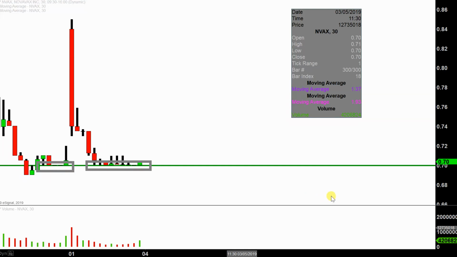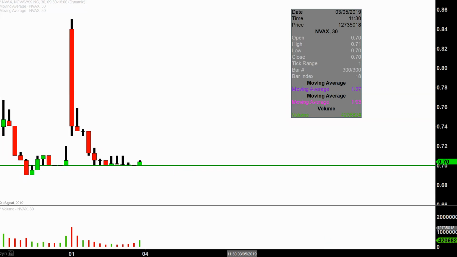70 cents. Now, does that mean that 70 cents is guaranteed to continue to hold? No, there's no such thing as a guarantee. But is it at least logical to think, hey, maybe 70 is going to produce some sort of bounce again? Yeah, I would not call that illogical at all. So definitely keep an eye on 70 cents. That has proven to be a very stubborn area of support.